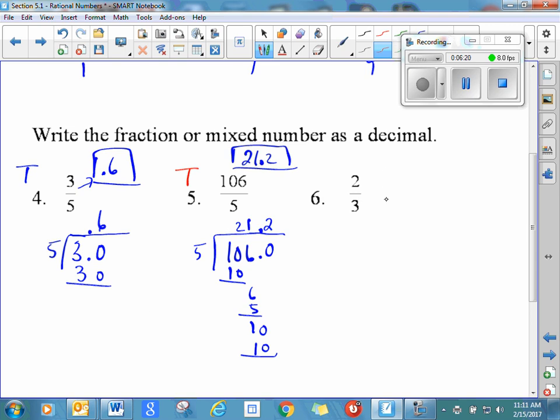Let's look at this one. 2 goes in the house, 3 is on the outside. 3 doesn't go into 2. I need a decimal point and a 0. 3 goes into 20 6 times. It's 18. Remainder 2. Bring down a 0. 3 goes into 20 6 times. Are you seeing a pattern?